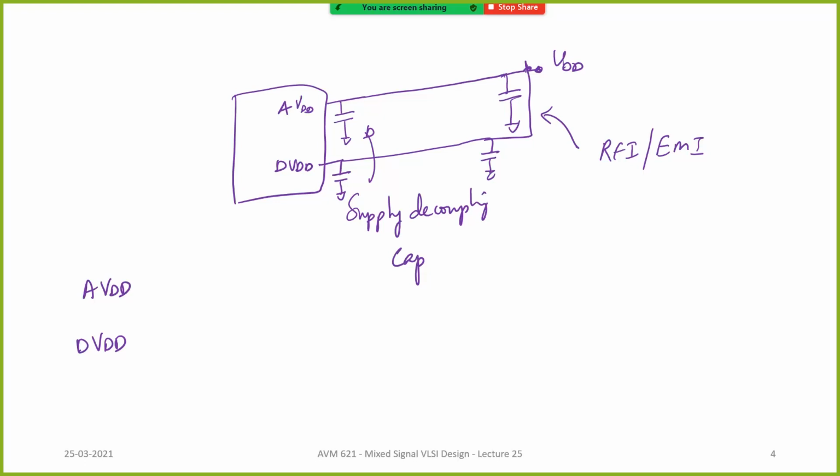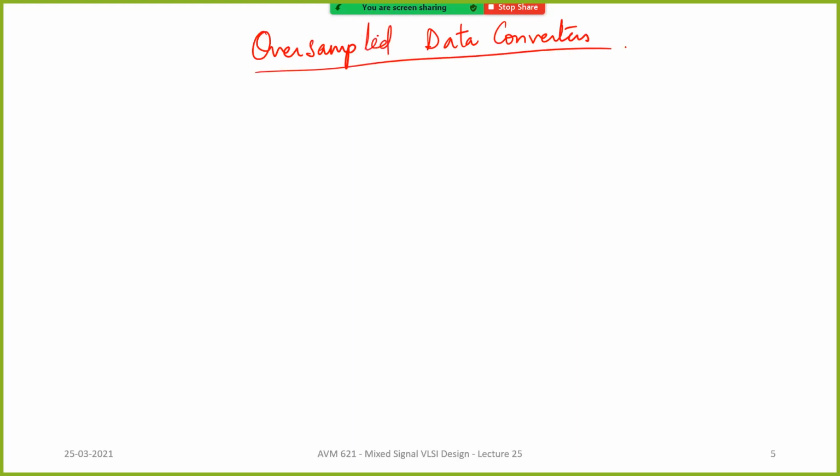All right. So now let us move to oversampling data converters, or oversampled data converters. Now, what is the fundamental reason why we go for oversampled data converters? So let us take a look at the quantization noise.